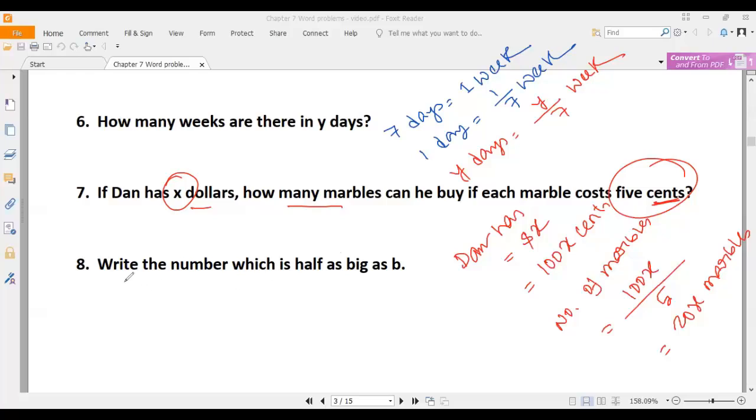Number 8, write the number which is half as big as B. That means half of B.